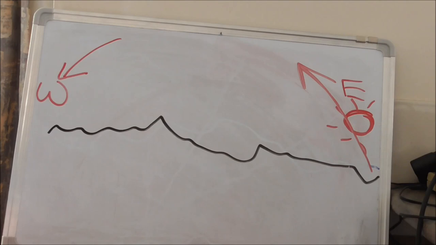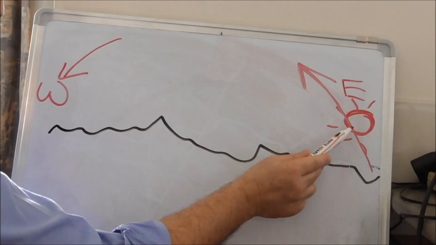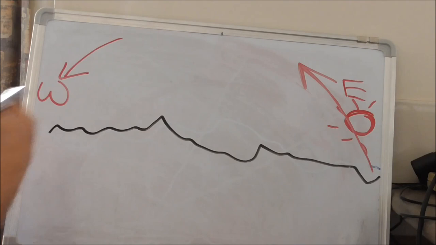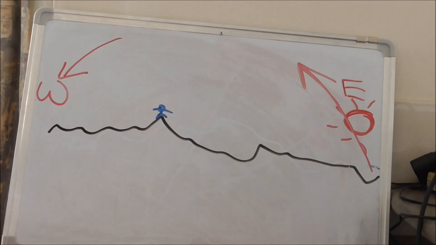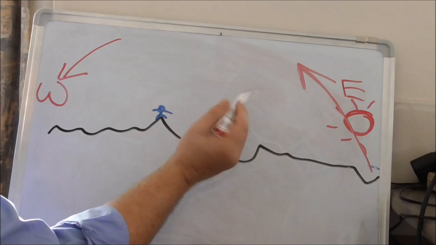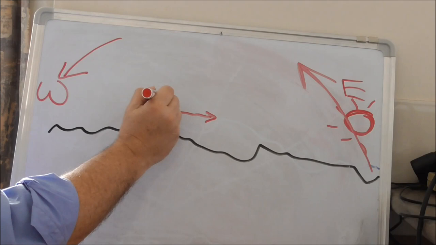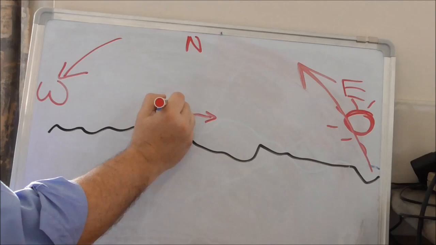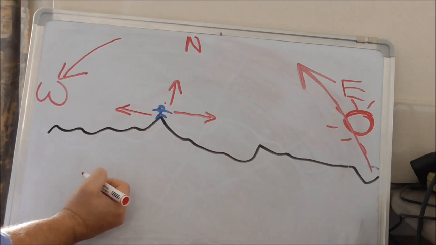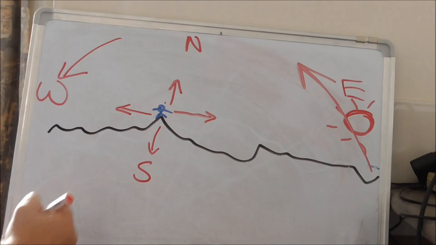If we see where the sun is coming up, we know that, let's say we're standing on the top of this mountain here, right, that's us there. If we see the sun coming up in the east, we're in the Southern Hemisphere, that means that we know that direction is an easterly direction, which means that direction up here would be north, okay? And that direction would be west. And obviously the other direction would be south, okay?